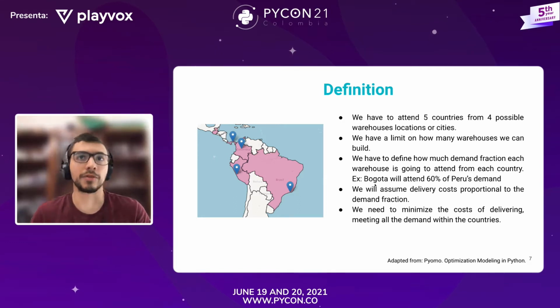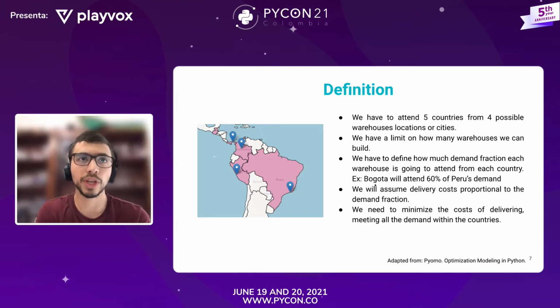Another thing is that we have costs, right? So we have a cost of delivering from Bogota to Peru, from Bogota to Brazil, and so on. We will see those costs later, and those costs are proportional to the demand fraction that we are attending. So if the demand that we're attending from Brazil, from Bogota is 100%, our cost will be 100%, and so on.